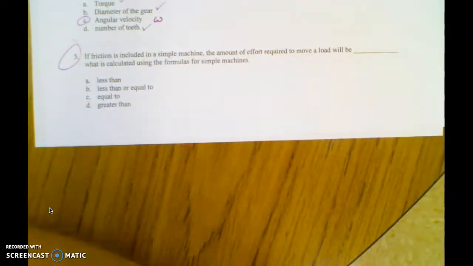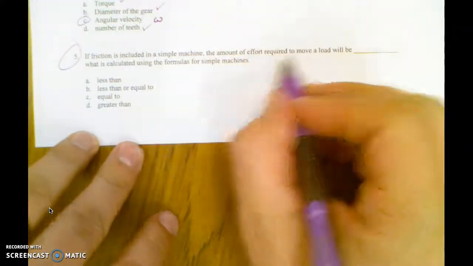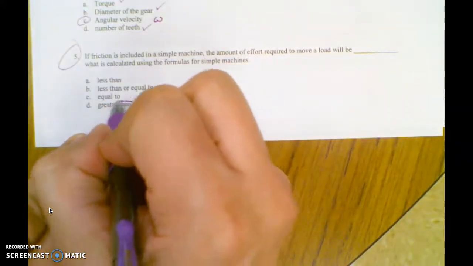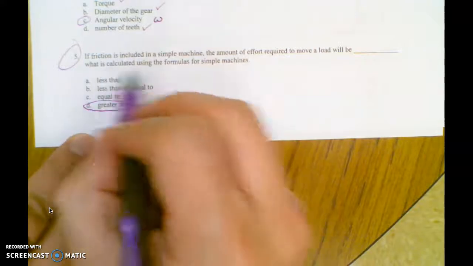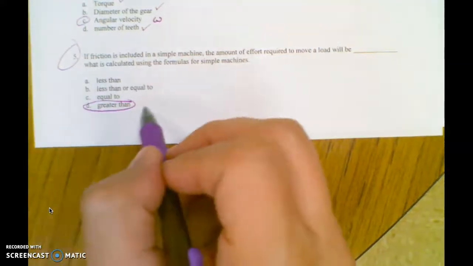If friction is included in a simple machine, the amount of effort required to move something will be blank to what is calculated using formulas. So think about it. In reality, will it take more or less effort to do something if there's friction? If you think about it for a second, it's always going to be a little harder because you're wasting some of your energy on friction. So the effort required to move it is always greater than what's calculated in the formulas. It can't even be equal to. There's no such thing as a 100% efficient machine. So that's kind of your clue there.